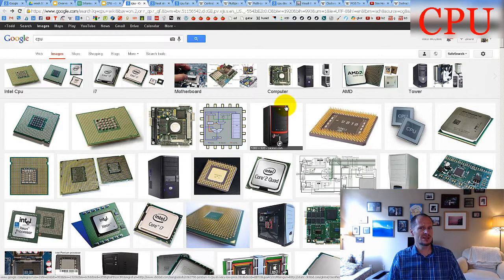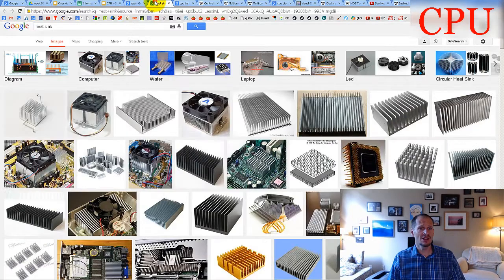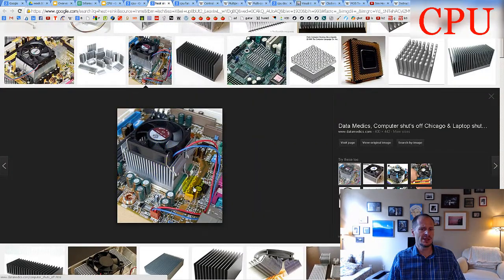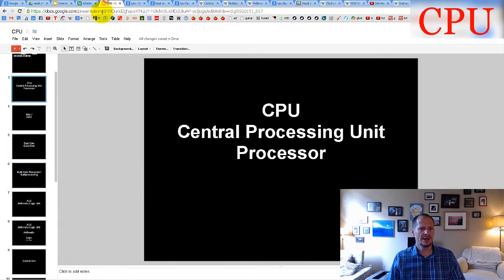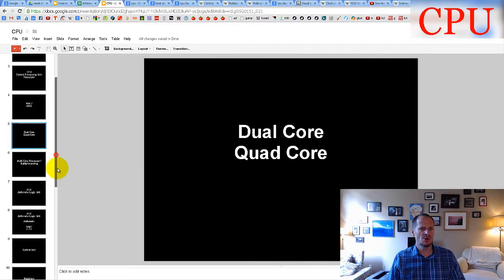Not quite as great as, I don't know, a BMW, but then you've also learned about heat sinks and the fan and how this is what you see when you look into your computer, and that the CPU is beneath that, and the role that the heat sink and the fan play. And then what else have you learned? You learned about dual core and quad core processors and what that means.